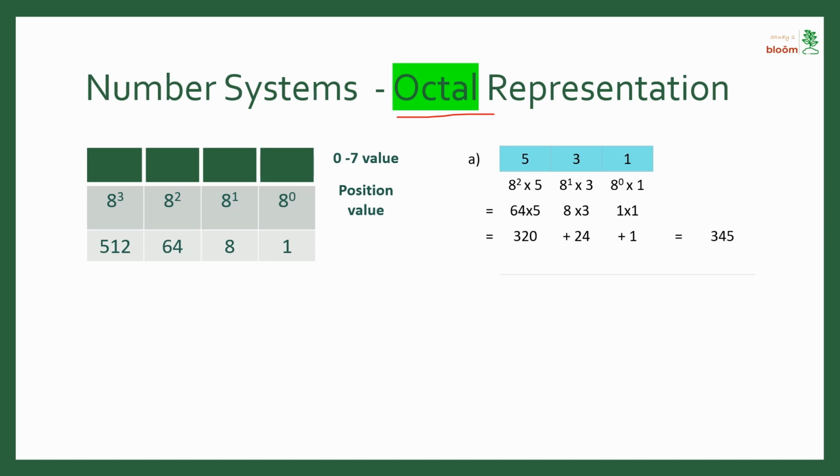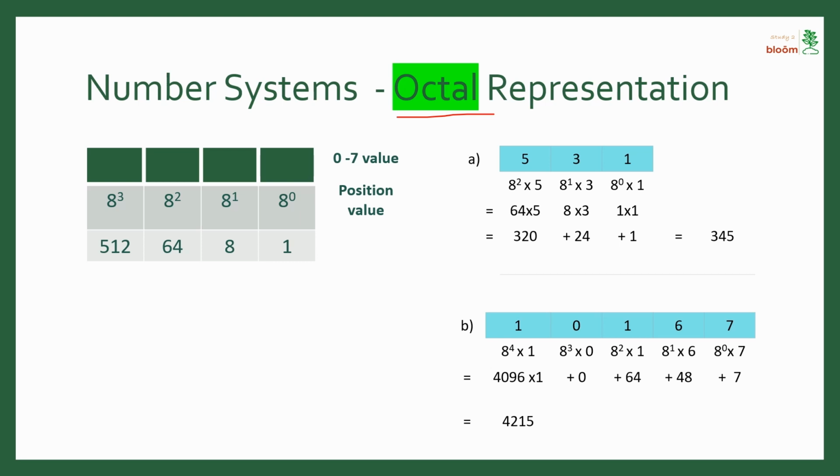Like in binary representation, what we did was we multiplied the value here with the position value. In the same manner, in octal representation we multiply the position value with the digit here. So here we multiply with 1, here we multiply with 3, here we multiply with 5. So here 1 into 1, 1, here 8 into 3, 24, 64 into 5, and we get the total 345.